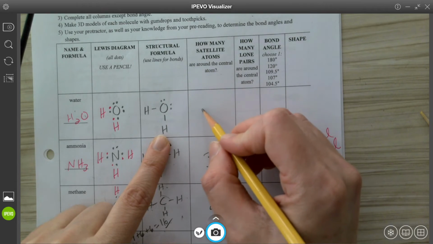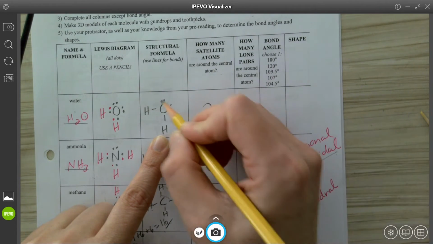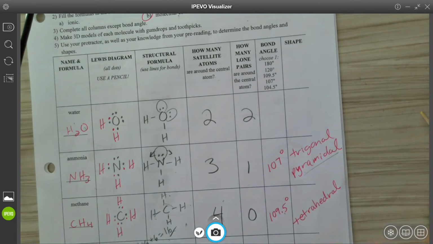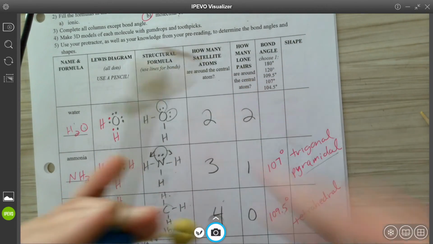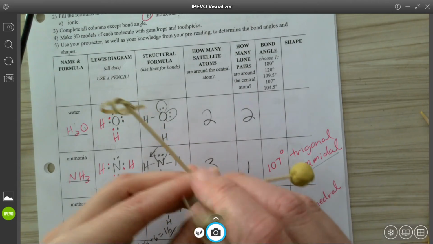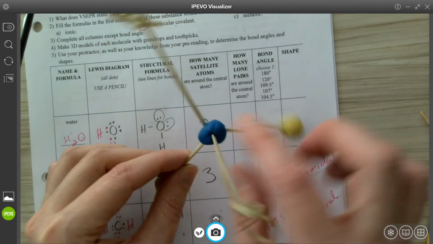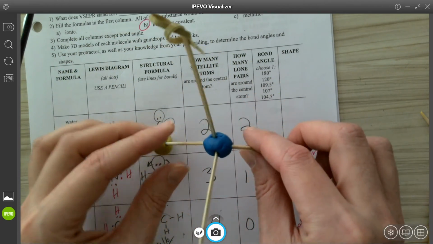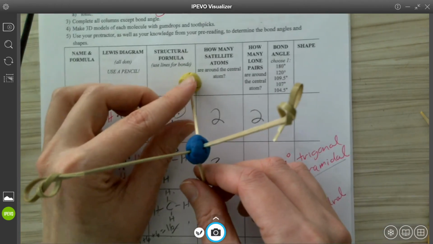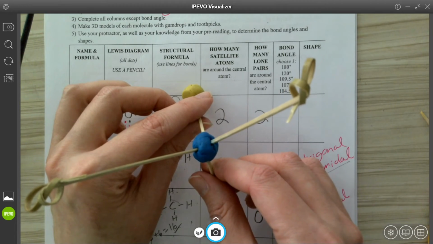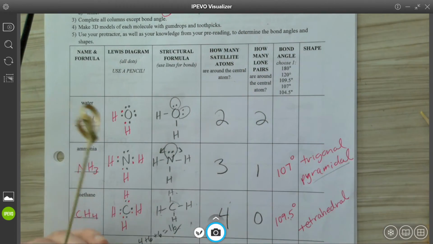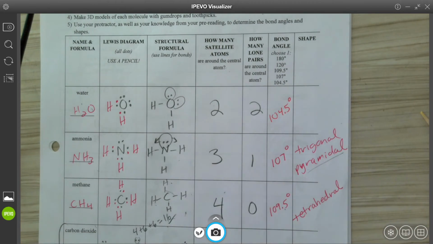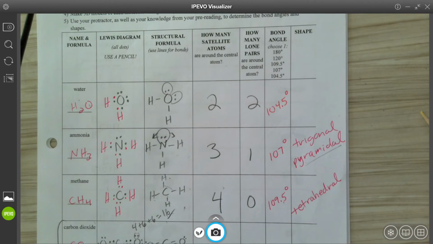All right. How many satellite atoms are here? 2. How many lone pairs? 2. So it's going to look like this. We have the oxygen, the 2 hydrogens, and these 2 lone pairs coming off. The 2 lone pairs are taking up even more space, and they're pushing these even closer together. So the bond angle is going to get even a little tighter. It's going to be 104.5.